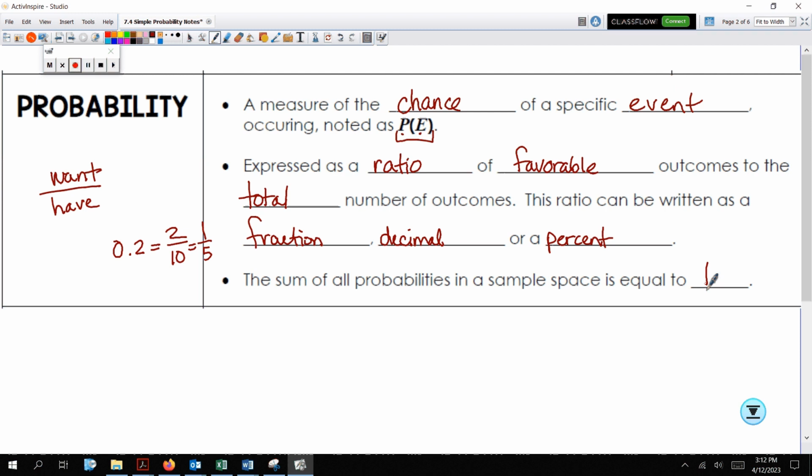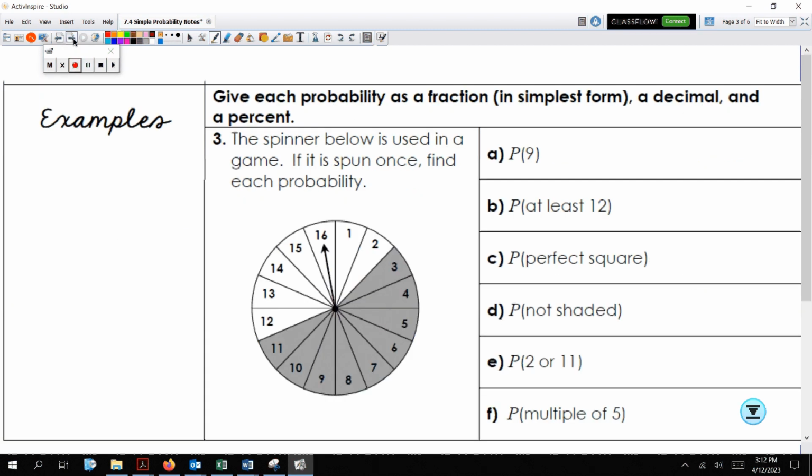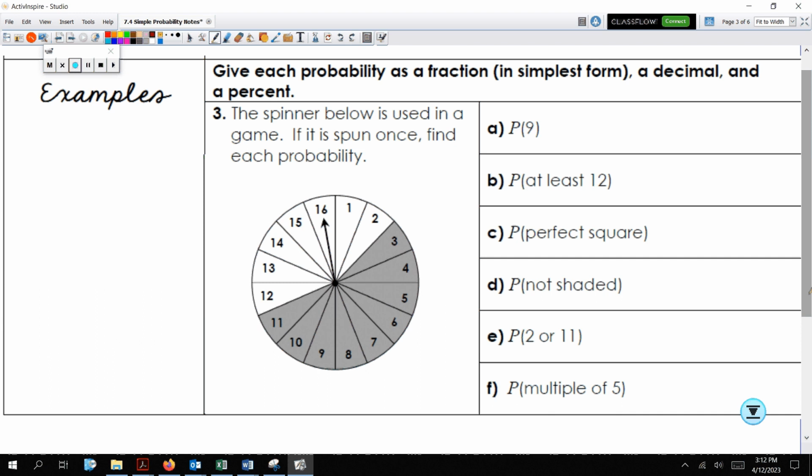All right, let's do some more examples. Given each probability as a fraction in its simplest form, a decimal and a percent. So we're going to practice writing fractions, decimals, and percent. First, we're going to start with a fraction because that's the easiest thing here. All right, so the spinner below is used in a game. If it is spun once, find each probability. The probability of spinning a 9. Well, look at the spinner. How many 9s do I have? I have 1. Out of how many total choices? 16. 1 out of 16. So what I want you to do is get out your fancy little calculator.